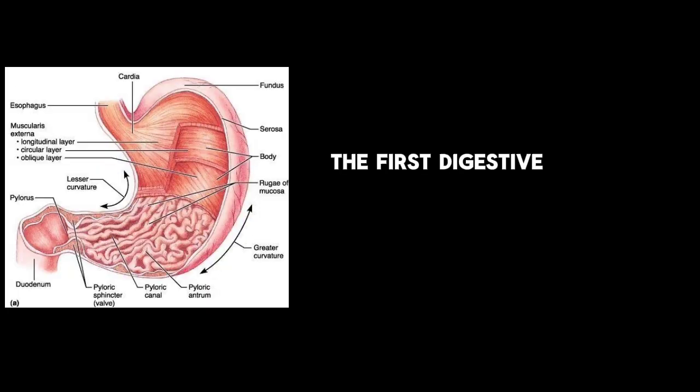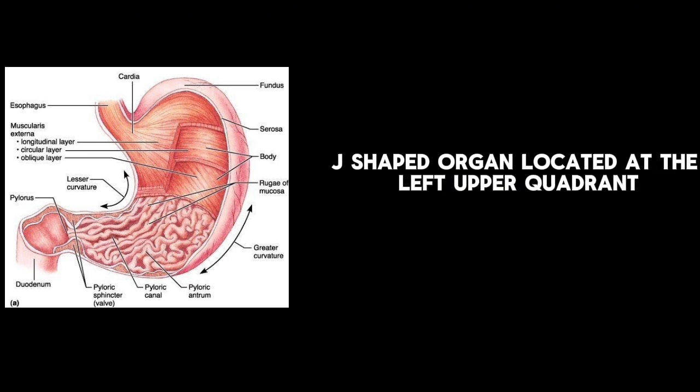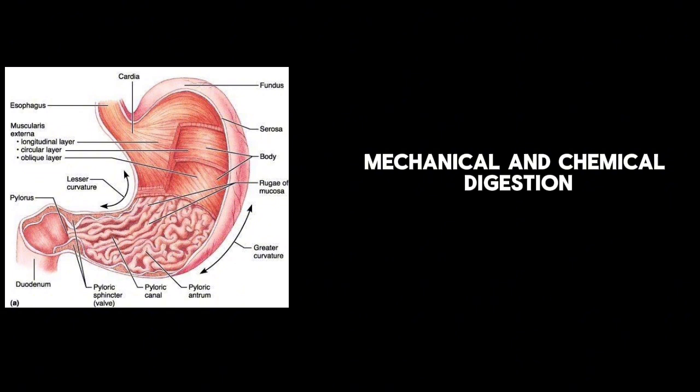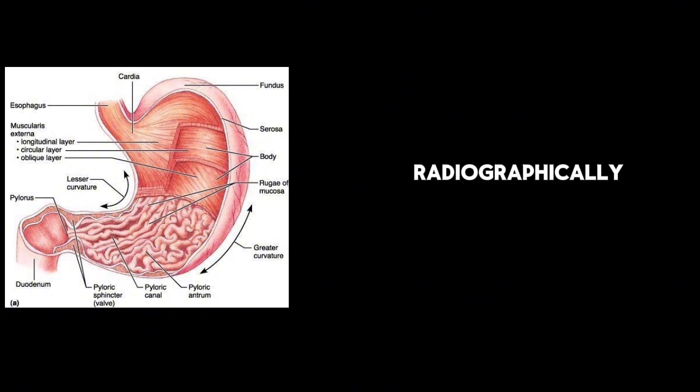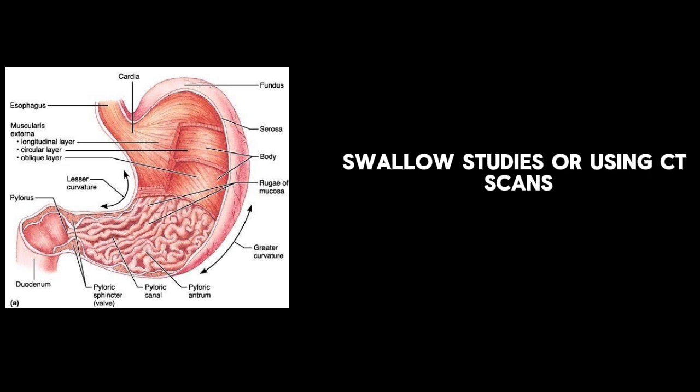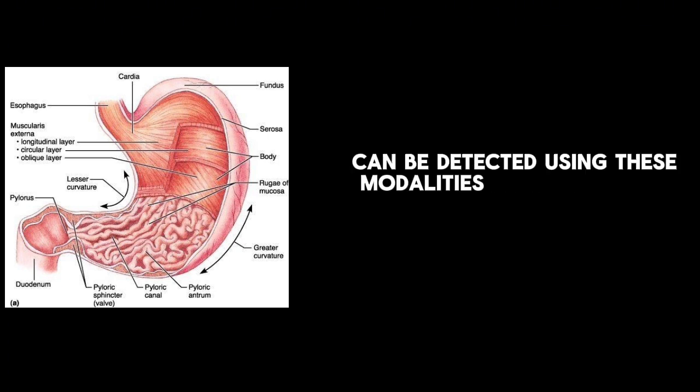The first digestive organ is the stomach. The stomach is a muscular J-shaped organ located at the left upper quadrant. It plays a crucial role in mechanical and chemical digestion. Radiographically, the stomach is often visualized in barium swallow studies or using CT scans. Common conditions such as gastric ulcers, tumors, and gastric outlet obstruction can be detected using these modalities or examinations.